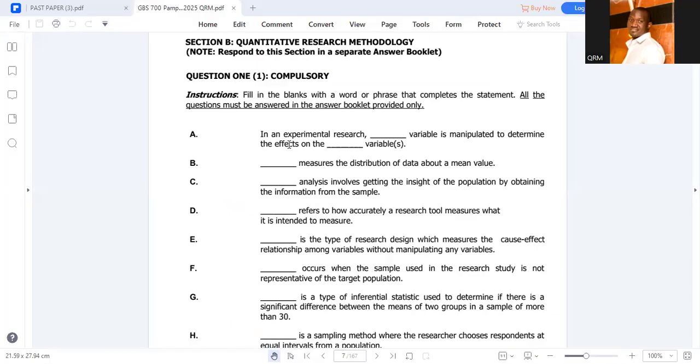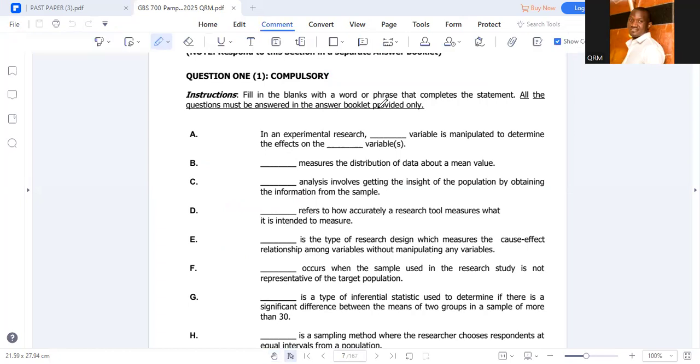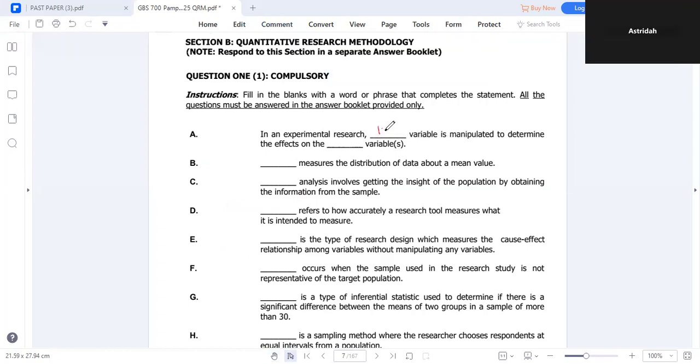Question number 1. In an experimental research, the dash variable is manipulated to determine the effects on the dash variable. So which variable is manipulated? The independent variable. Good. To see the outcome on the what? Dependent. So the independent variable is manipulated to see the effects on the dependent variable.